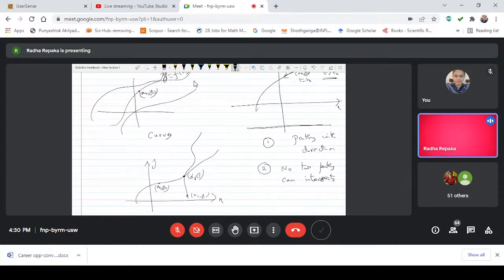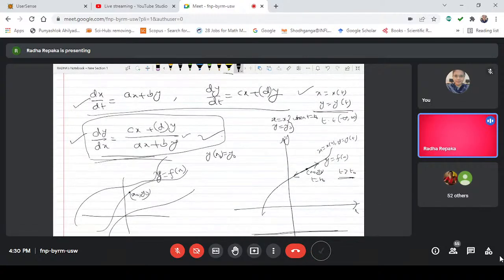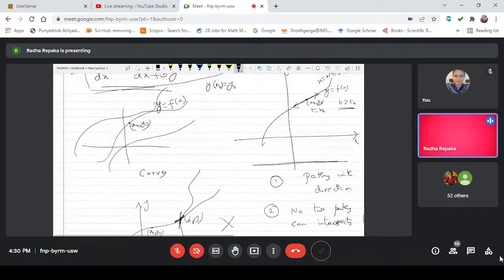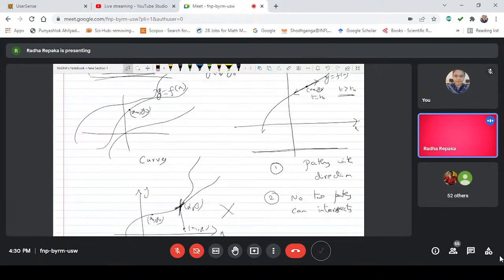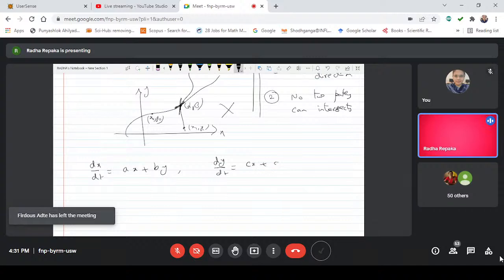Okay. The answer is this is not possible. Why? If it is possible, what is the slope of this path? dy by dx. What is the slope of this? dy by dx. But we have only one slope. dy by dx is uniquely determined. Hence, no two paths can intersect. Okay. With this, I'll proceed further. Further, again I will write dx by dt is equal to ax plus by, dy by dt is equal to cx plus dy.